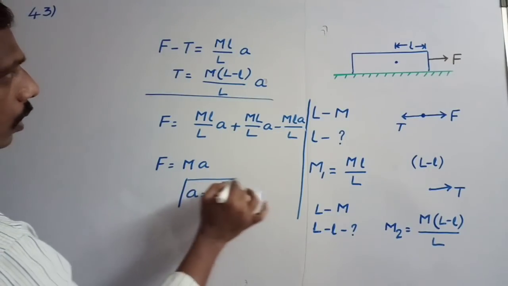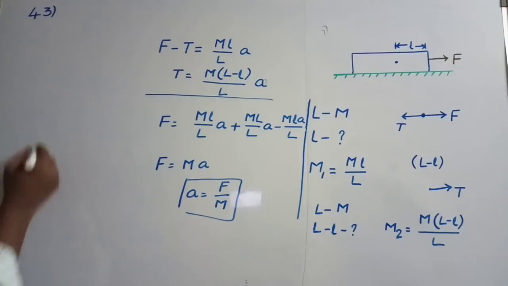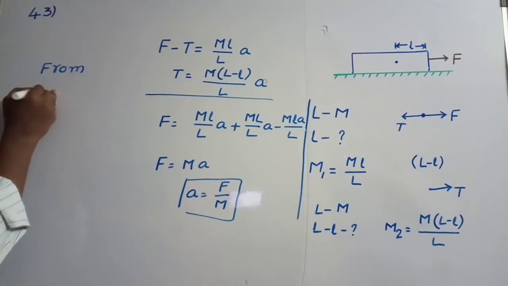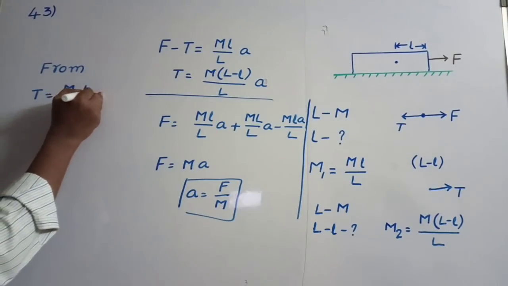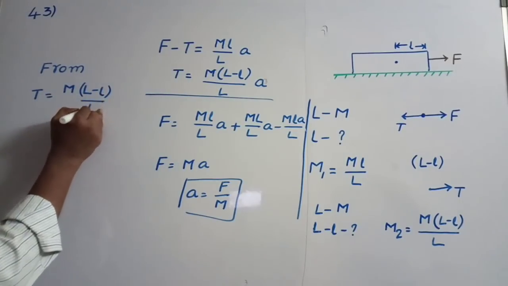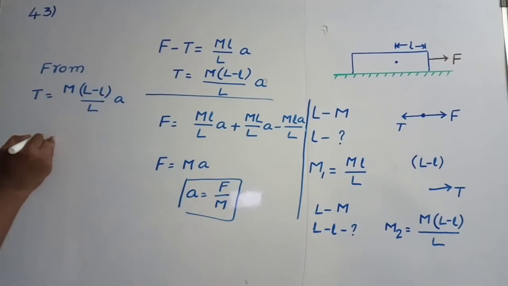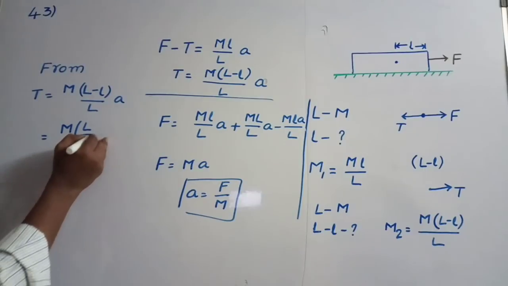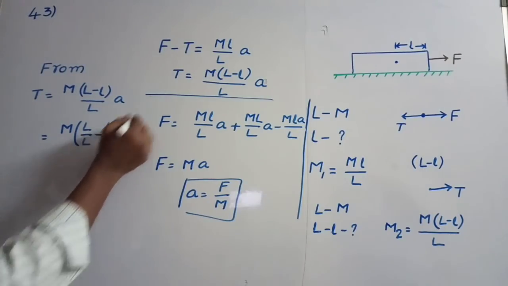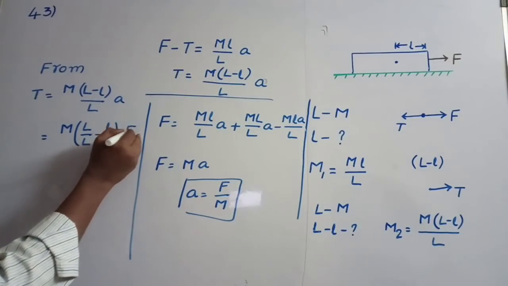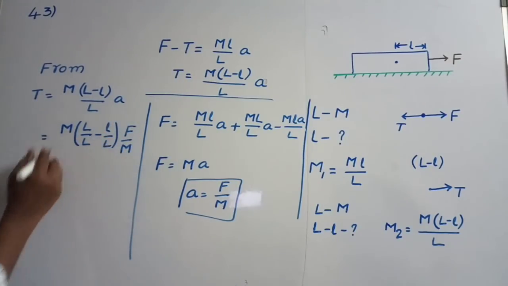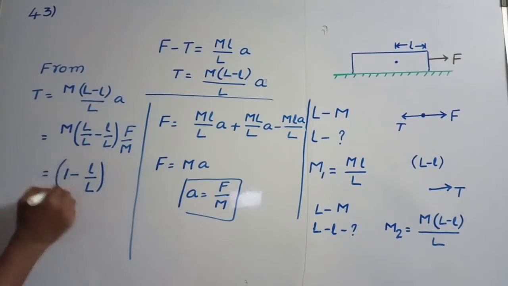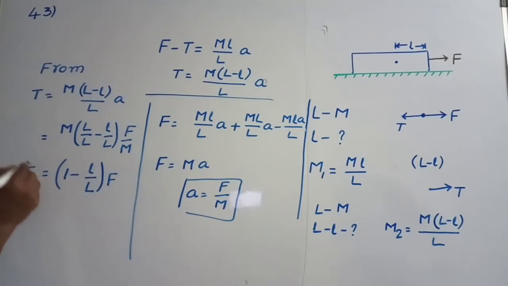So this A value, substitute in this equation: T is equal to M into (L minus l) by L into A. Substitute this value here. Then we get M into, write it as a fraction, (L by L minus l by capital L) into A, which is F by M. In this case, M gets cancelled. 1 minus l by capital L into F we will get. This is the tension.